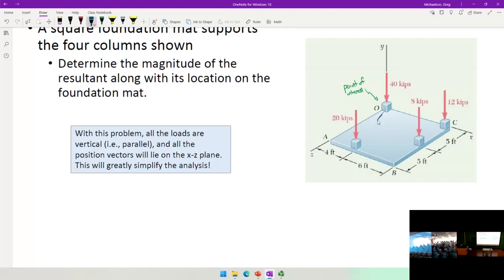We'll keep our notation simple for this problem. We'll call this vector RA. We'll call this vector R. Actually, since the A, B, and C are referencing the corners, let's call this R20. Let's call this R8. Let's call this R12. Just to keep things simple. All right, so let's start off with the position vectors.